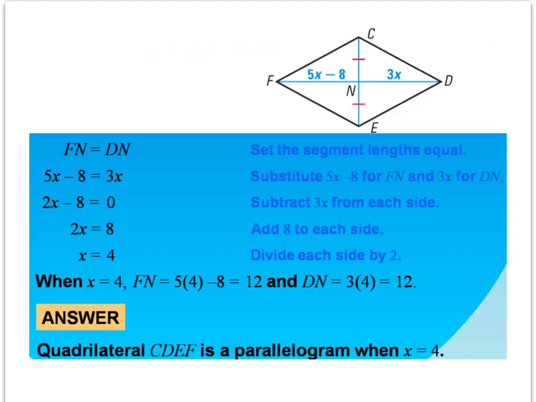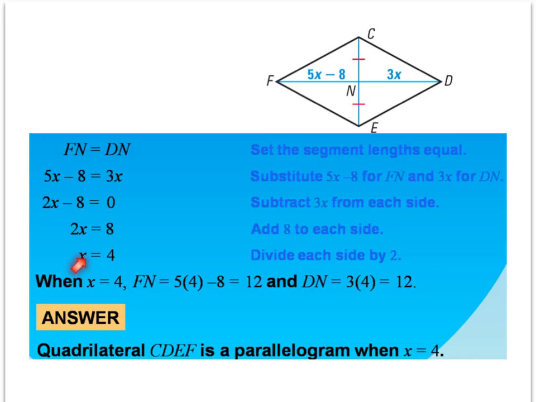Now to solve, I had that FN was equal to ND or DN, whichever way you want to put it. From there I can substitute. We have 5x minus 8 is equal to 3x. I'm just substituting in the values they gave me. And now solving. First thing I can do is subtract both sides by 3x. So I subtract 3x from this side and this side. I get 2x minus 8 is equal to 0. Add 8 to both sides. 2x is equal to 8, which means divide both sides by 2, x is equal to 4.